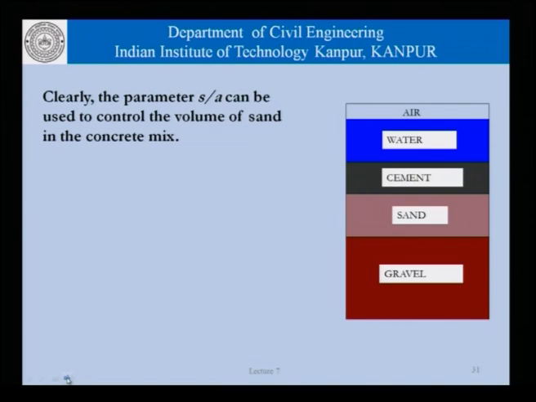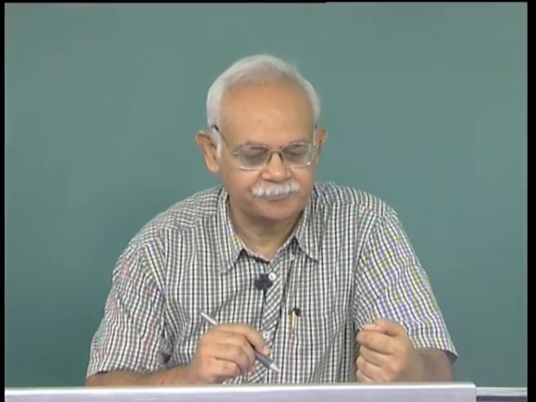Now, if the S by A can be used to control the volume of sand in the concrete mix, we will see this in the proportioning exercise, how S by A is used to control it. But in principle, we can imagine that if S by A is taken to be 0, then we have a no fines concrete. And if S by A is taken to be 1, then we have mortar. So, if I vary this S by A in this range, then I can control the volume of sand in the concrete mix.